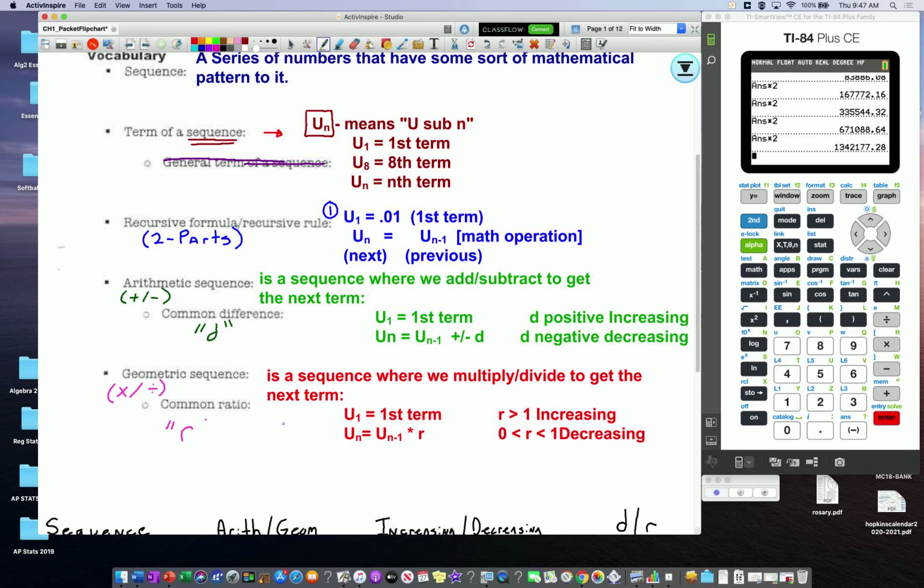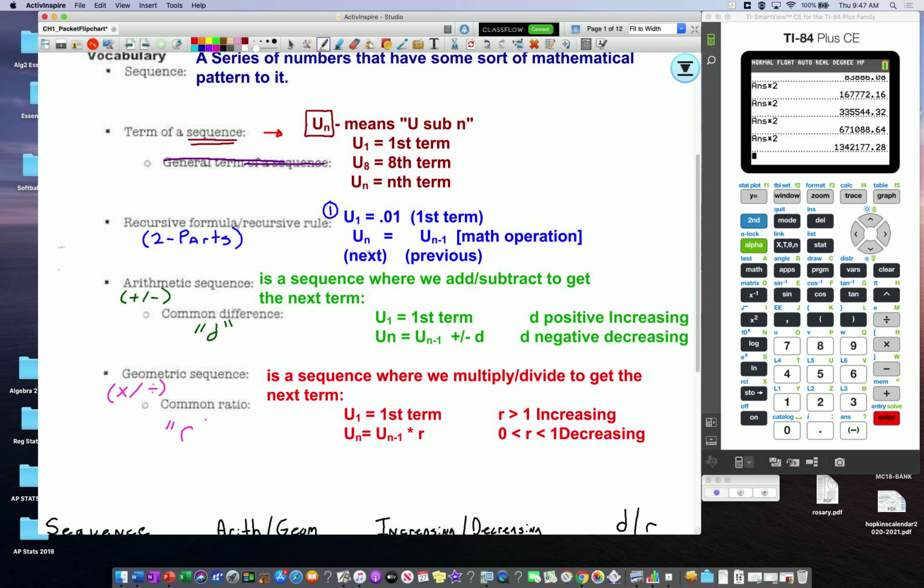It all depends on the problem. But in all of these, when we just have a plain list of numbers, we always start with U sub 1 because it's the first term and we define it. So like up here, we defined that first term as 0.01. It was a penny. We started with a penny.